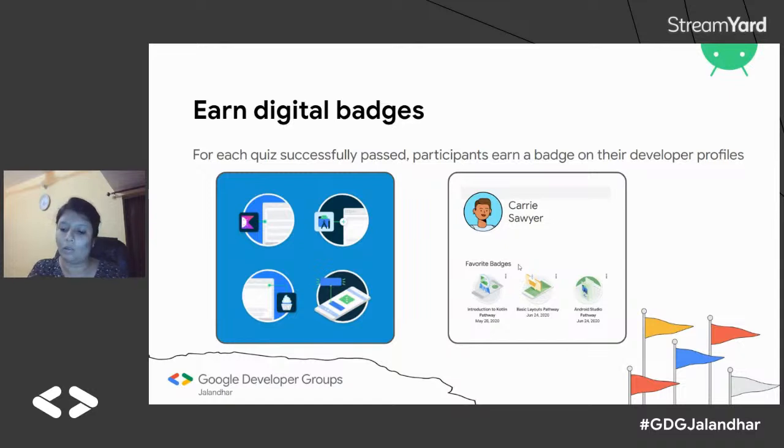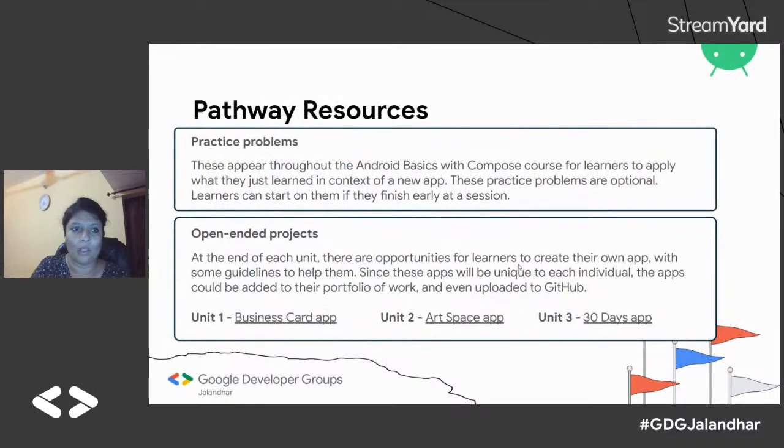on your profile. Now, if I talk about the pathway resources, from where you can start the pathway, you just have to search for Jetpack Compose pathway by Google in Google. The first result is going to be your pathway, and there are basically two tracks. The first track is for beginner level, and the second track is for experienced level. If you are at fresher level, you can pick the first pathway.